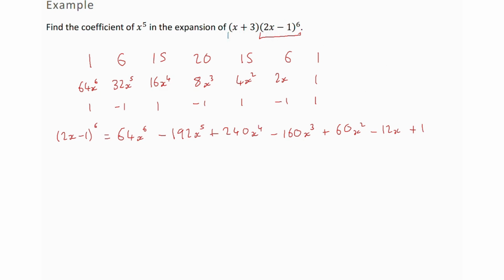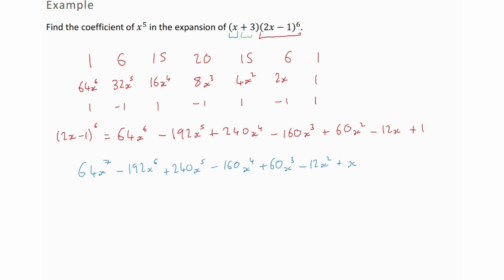And then we need to multiply all of that by x plus 3. So doing that, we're going to multiply everything by x first. So then we're going to get 64x to the 7, because the power went up by 1 since we multiplied by x, minus 192x to the 6 plus 240x to the 5 minus 160x to the 4 plus 60x to the 3 minus 12x squared plus x.